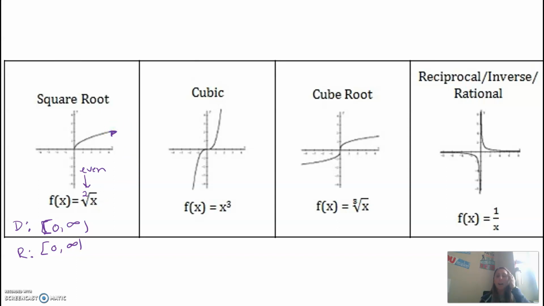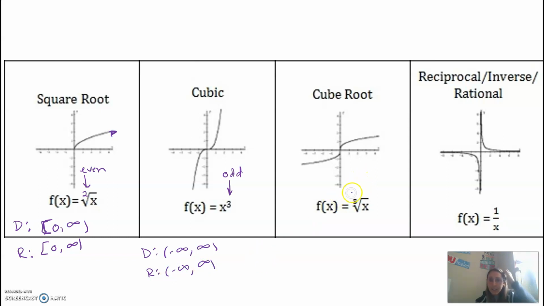All right. So we have this cubic function. Now, just like with the quadratic, we're going to be looking at odd powers. But the domain is going to be negative infinity to infinity because it's going left forever and right forever. And the range, it's going down forever, so negative infinity to infinity.